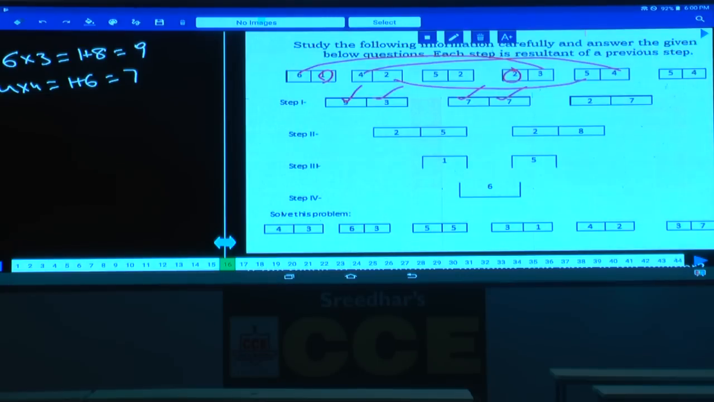Done? Then again coming to this one, the first number in the third block is multiplied with the second number in the sixth block. 5 into 4 is how much? 20. As 5 into 4 is 20, then what is the sum of the digits here?